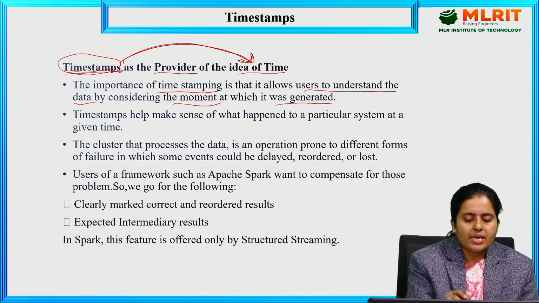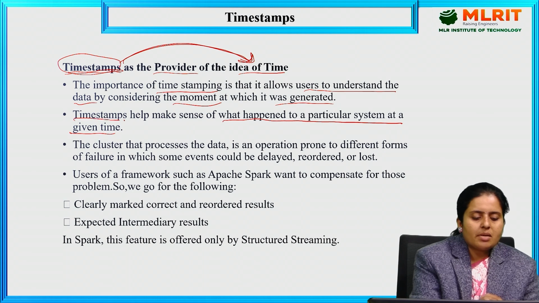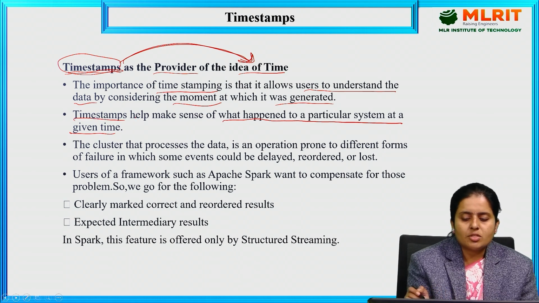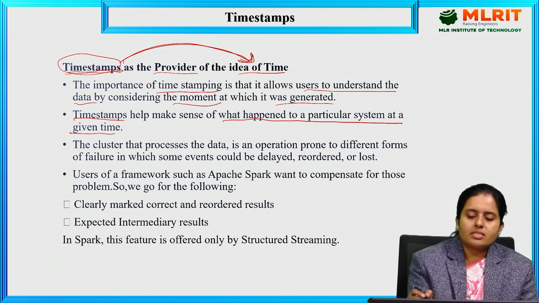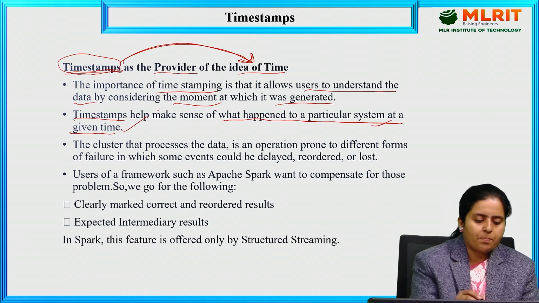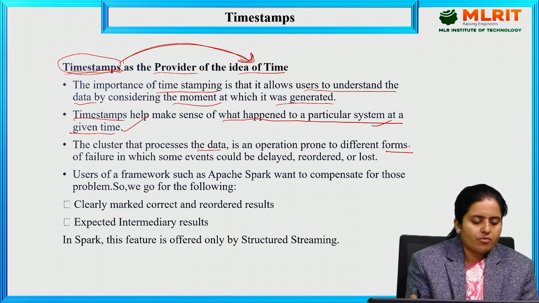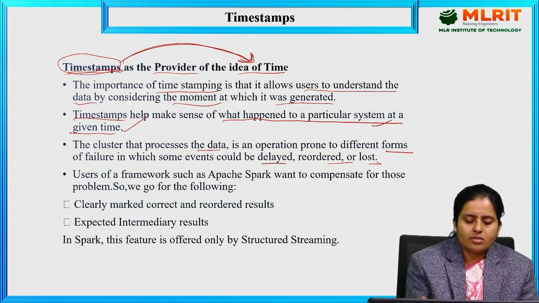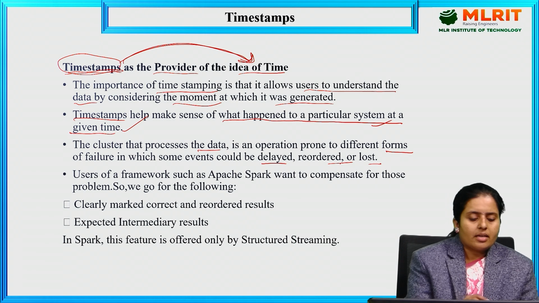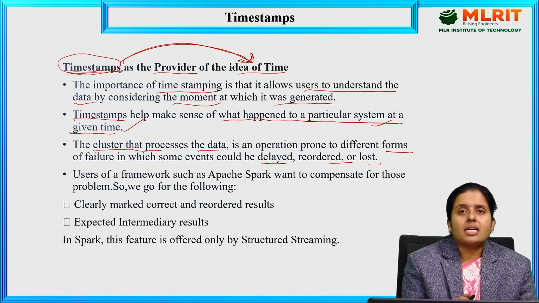Timestamps help make sense of what happened to a particular system at a given time. Timestamps also help the systems to have clear verification of all the systems within a given period of time. The cluster that processes the data is prone to different forms of failure, in which some events could be delayed, reordered or lost. So in a cluster of processes, there may be chances of losing data, and of events being delayed or reordered.